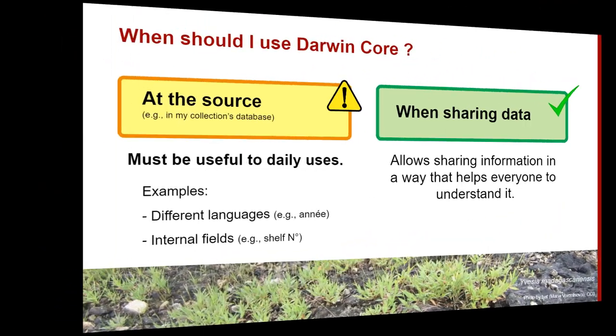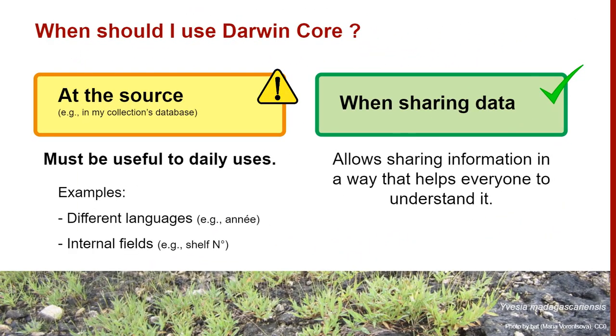The question that immediately arises is then which Darwin Core terms to use and when. The answer is that one should use as many as possible whenever it makes sense. As many as possible implies that one tries to share as much information as possible in as many ways as possible, as we will see later in the video.